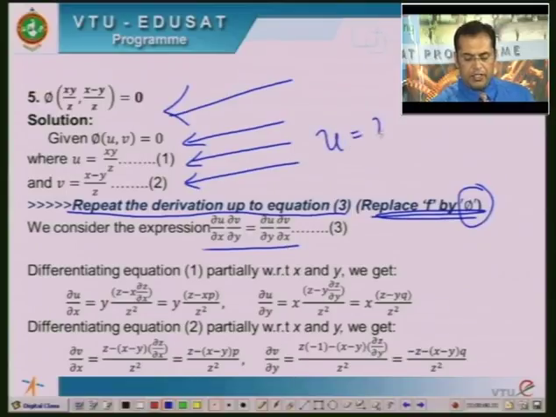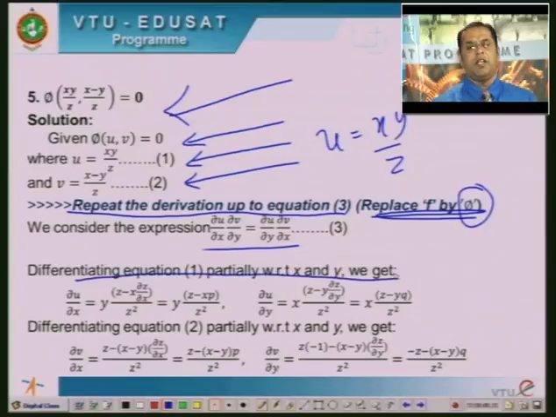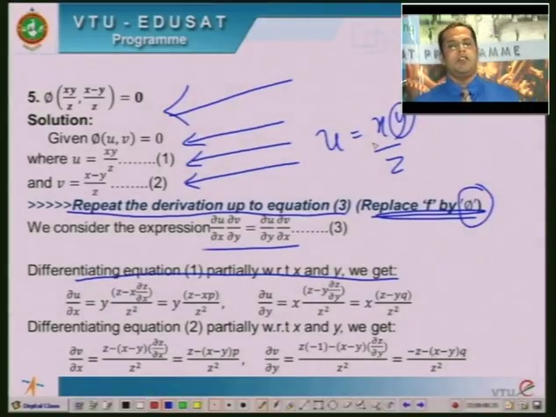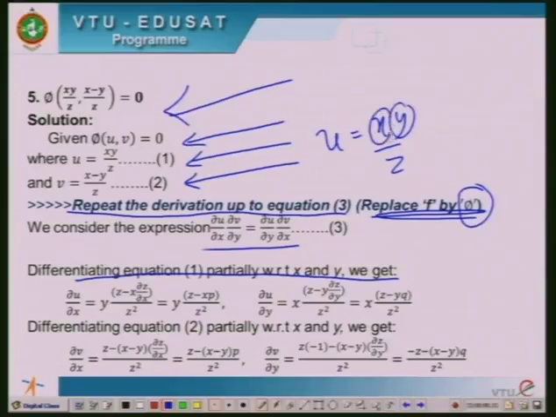Because u is xy by z, when you differentiate u with respect to x and y partially, with respect to x, y is a constant which will be outside, apply quotient rule, it was illustrated in our previous slides. So, you get (z minus x dou z by dou x) by z square. When you differentiate with respect to y, x is constant, apply quotient rule for y by z to get you dou u by dou y equal to this.